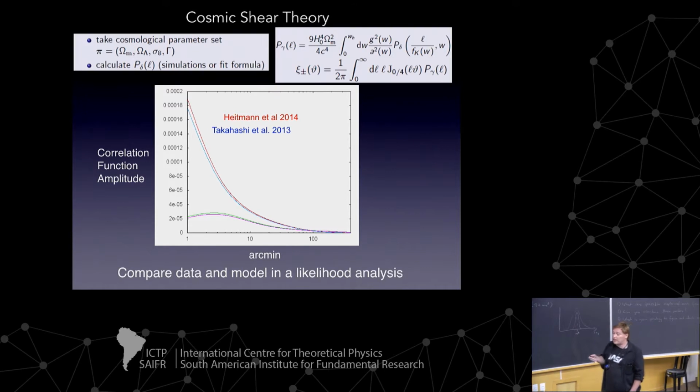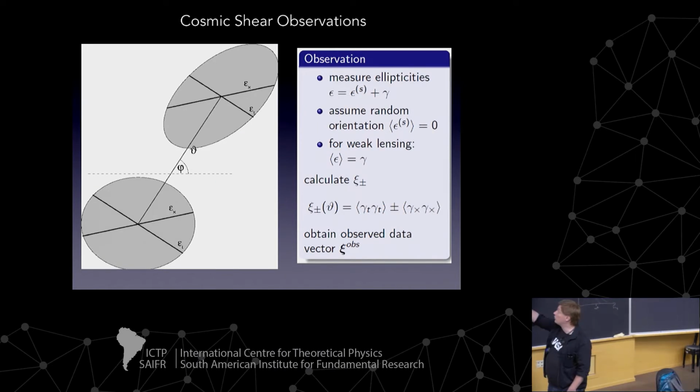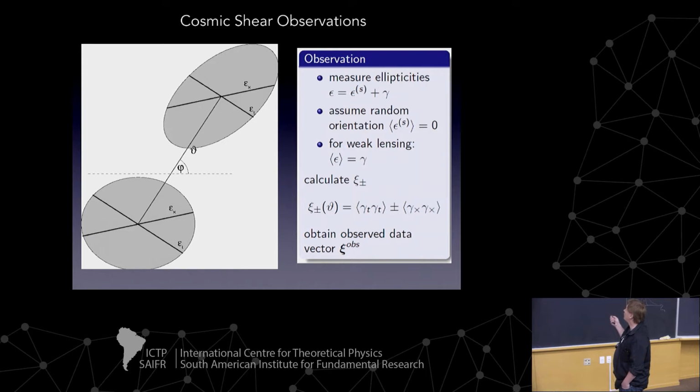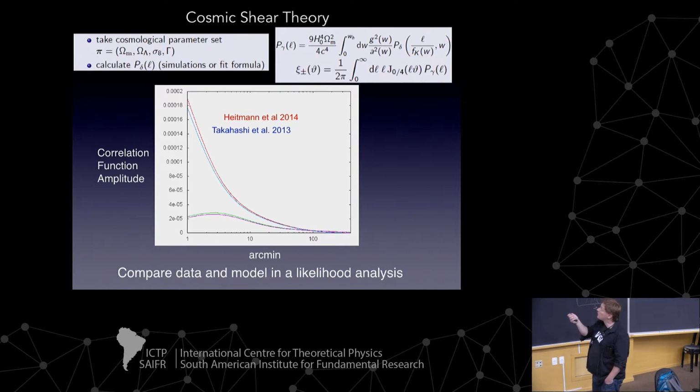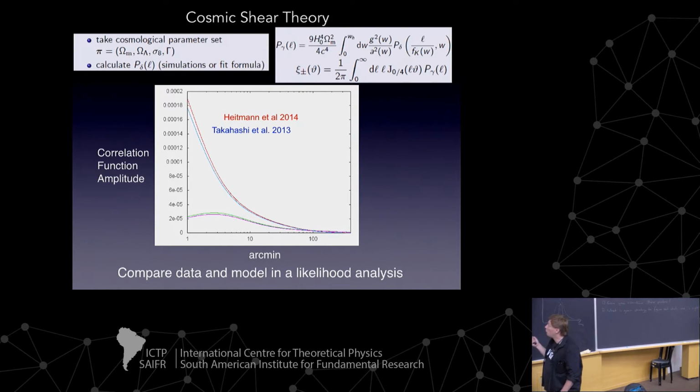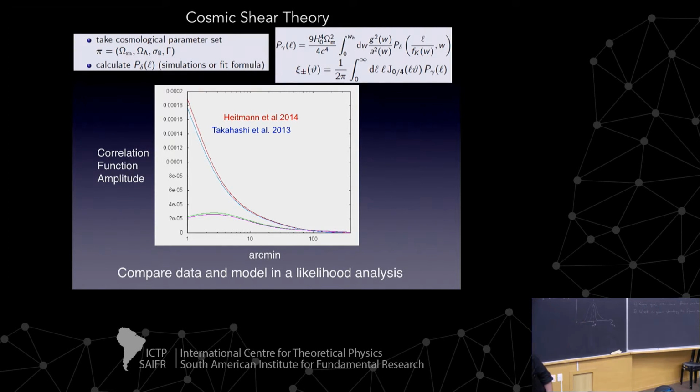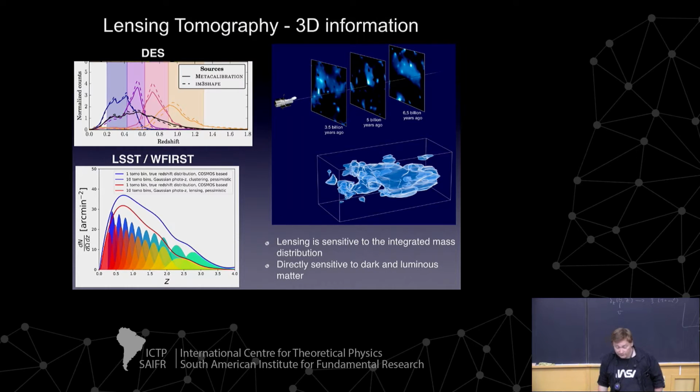On the last slide, we've just seen how to get your observed data vector from the catalog. You just do this for 10 billion galaxies, you get your psi observed. And this is how you can predict the correlation function. There are different ways of doing it. And then you compare data and model in a likelihood analysis. So that all sounds relatively easy.